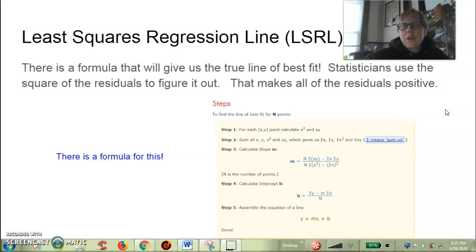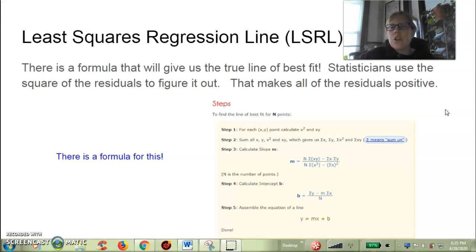I actually took this from a website called MathWords. This is the formula that's used for finding least squares regression lines, and just know you're not going to be expected to use this formula. You're not going to be responsible for it. Eventually, you'll get into it in statistics courses.